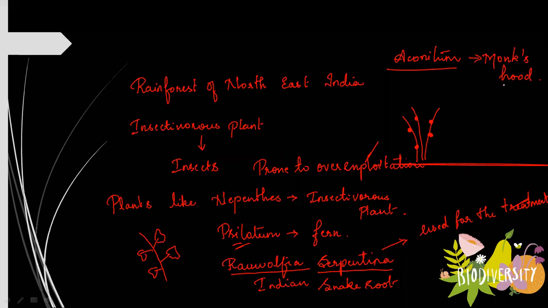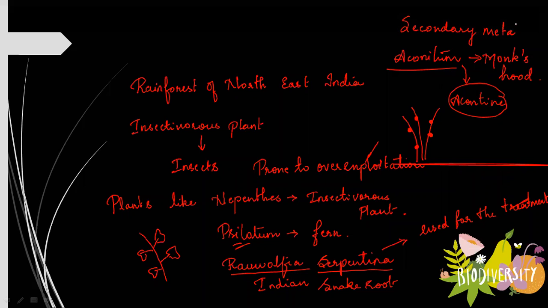It is overexploited because it is highly toxic. A toxic substance known as aconitine is being taken out from this plant. It is a kind of secondary metabolite. So it is usually a poisonous plant. Okay, it is a toxic plant.